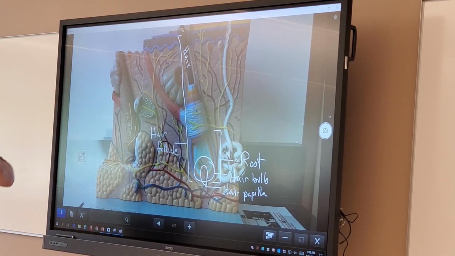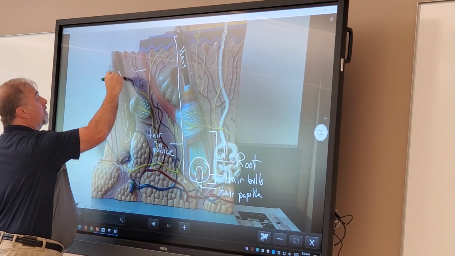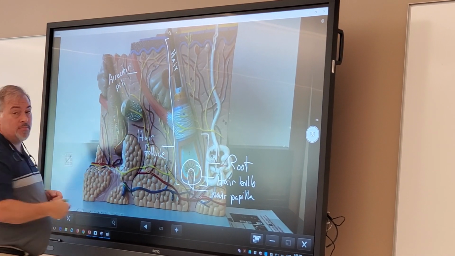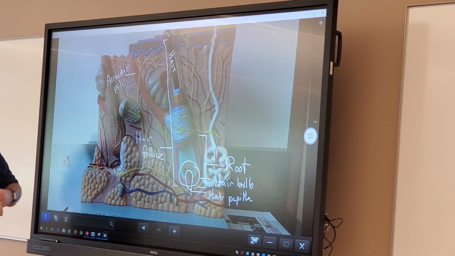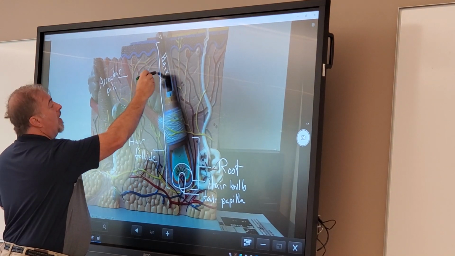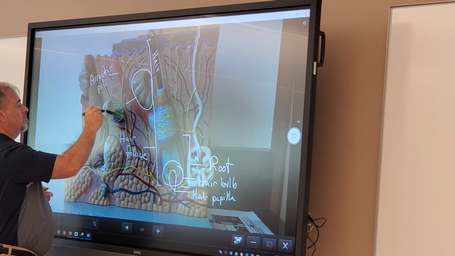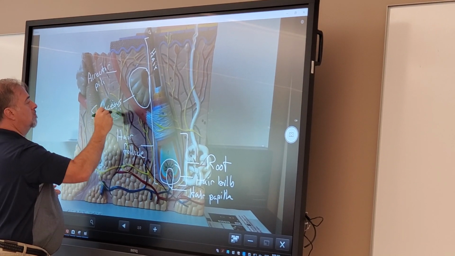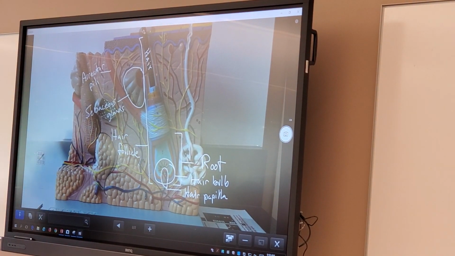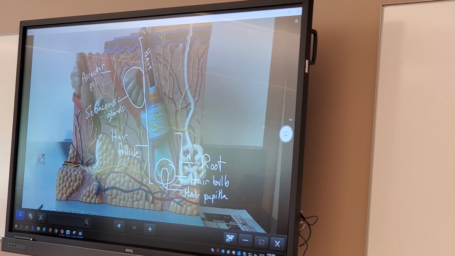All of our hairs have two things associated with them. They have this, which is the erector pili muscle. Smooth muscle tissue. It's involuntary, so we don't have any conscious control over it. And then these structures right here are called sebaceous glands. Is that what makes your hair greasy and oily? Exactly right. Okay. So sebaceous glands secrete oil.